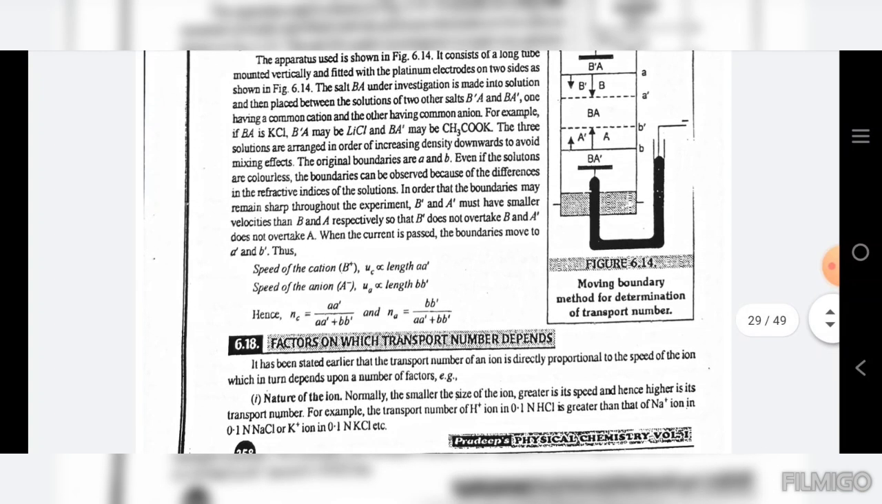The original boundaries are A and B even if the solutions are colorless. The boundaries can be observed because of the differences in the refractive indices of the solutions, in order that the boundaries may remain sharp throughout the experiment.